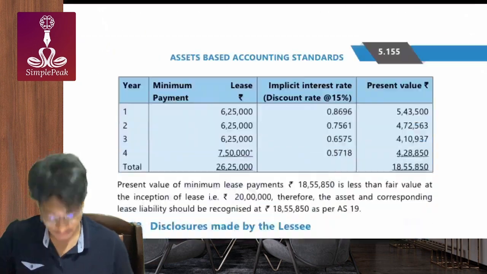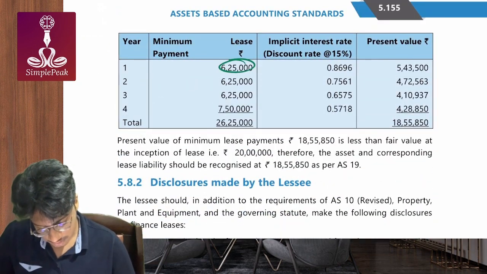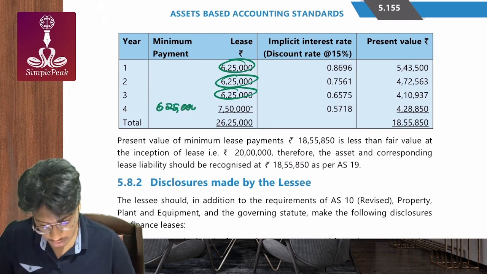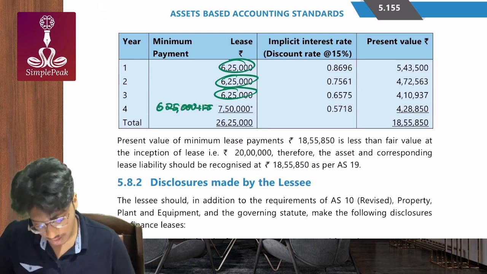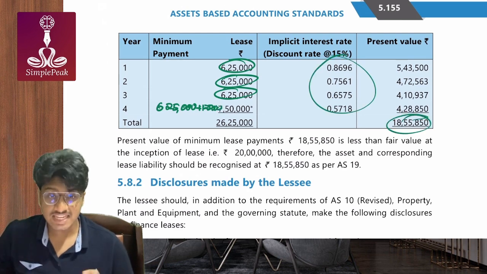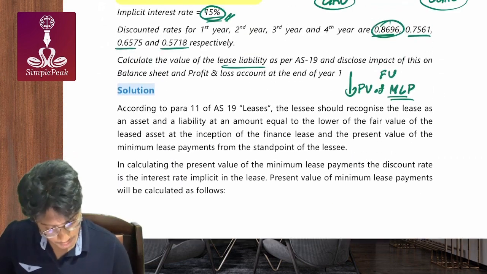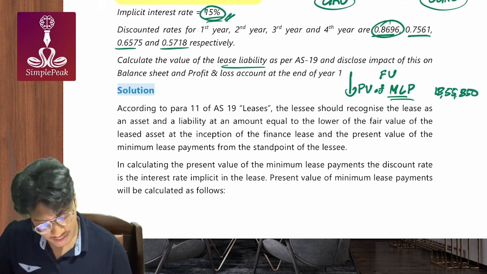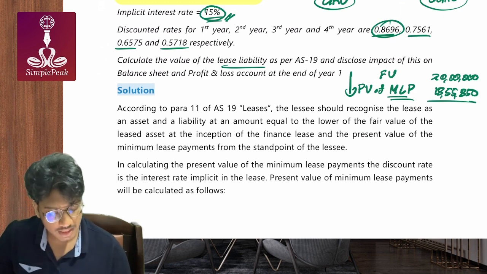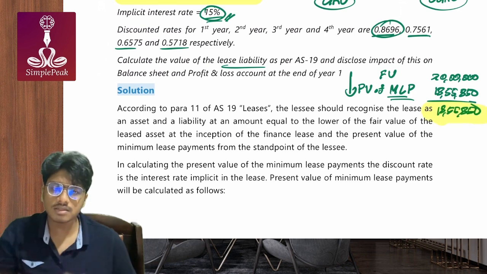6,25,000 plus 1,25,000. So let's take it out. 6,25,000, 6,25,000, 6,25,000, and you can write it separately or together also. 6,25,000 plus 1,25,000. And you have applied the discount effect and found the present value, 18,55,850. So present value of minimum lease payment is 18,55,850 and the fair value is 20 lakhs. Whichever is lower needs to be the lease liability. 18,55,850. This needs to be taken. I hope it's clear. That's it.